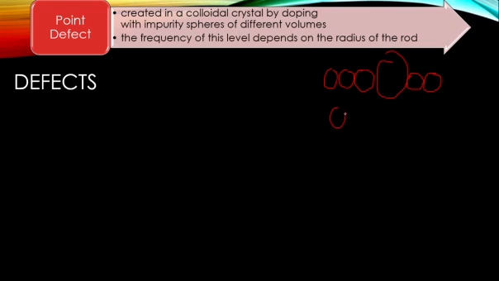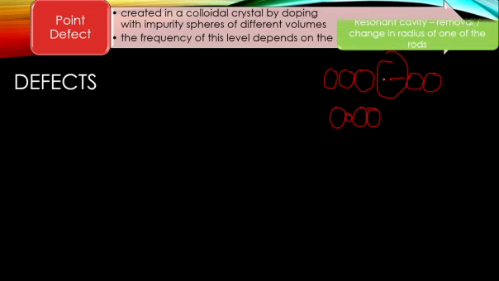Or if one of the spheres of the colloid is smaller, that will also lead to a defect state. Such kinds of defects are called point defects. That will introduce a new allowed photon state within the band gap, and the frequency or the energy of that new state will depend upon the radius of the rod or the radius of the sphere that has been changed.